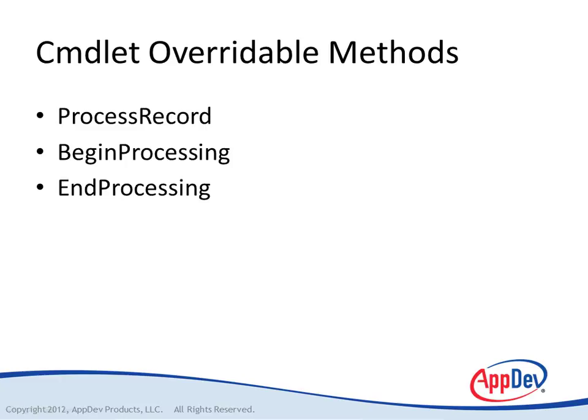So if you're familiar with advanced functions, you'll recognize that this corresponds to begin, process, and end. And the Cmdlet base class also adds in a stop processing. And stop processing is where we would do any cleanup that we needed to do after the Cmdlet was finished. So this would be dispose generally of open database connections or file handles or those sorts of things. And stop processing is going to fire even if there's an error in the rest of the operation.